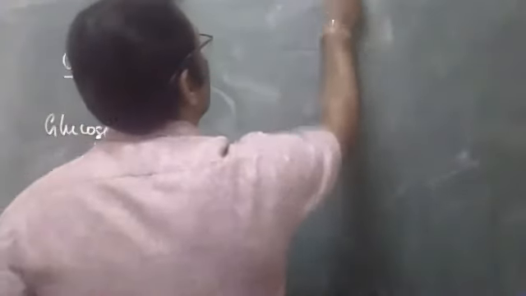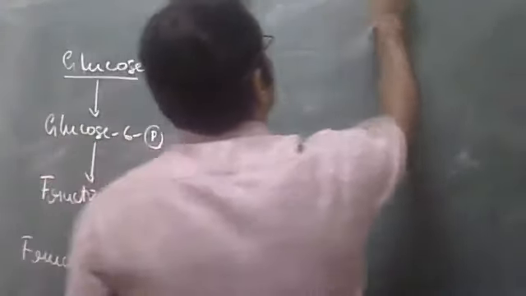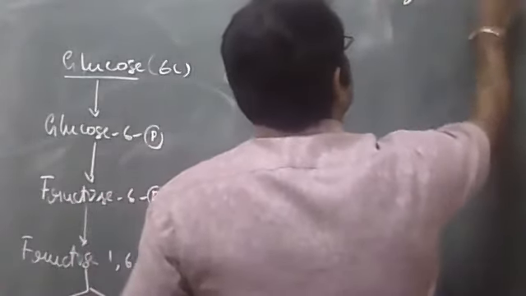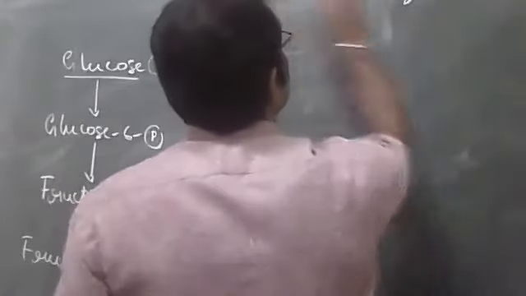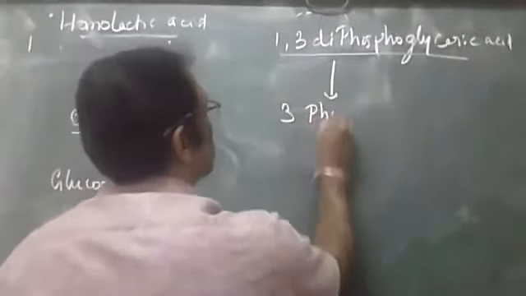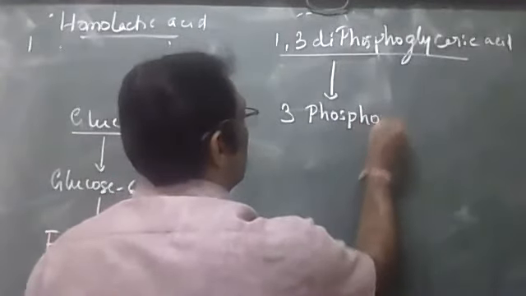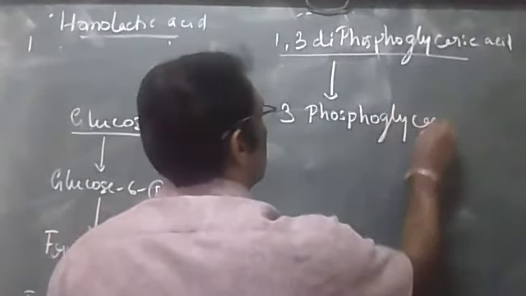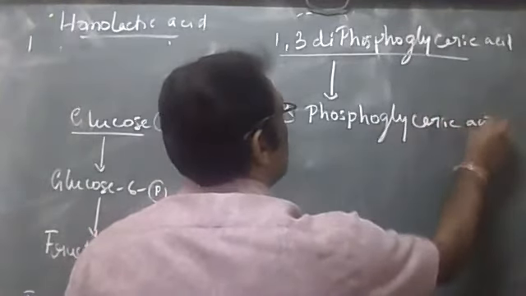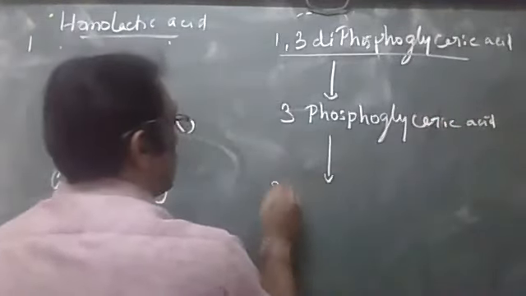Glyceraldehyde 3-phosphate converts into 1,3-diphosphoglyceric acid. Exactly the first pathway you have learned, the EMP pathway, you should follow. Then it converts to 3-phosphoglyceric acid. Then it converts to 2-phosphoglyceric acid.